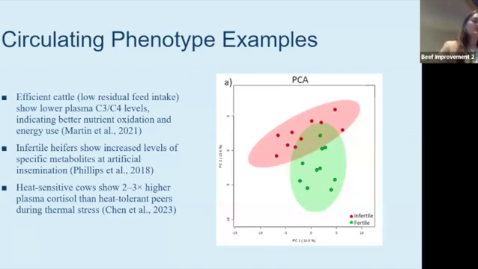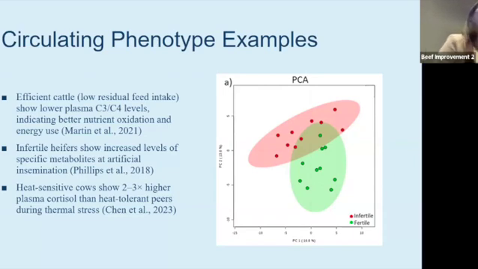Infertile heifers, which is what you're seeing on this PCA plot from Phillips et al. in 2018, they actually sampled them at the time of artificial insemination, and they were able to group together heifers that did not get pregnant versus heifers that did based upon their metabolites. So that would be things such as glucose. The metabolites had a very complex name that I wasn't able to say, but they were able to predict pregnancy based upon metabolic profiles.